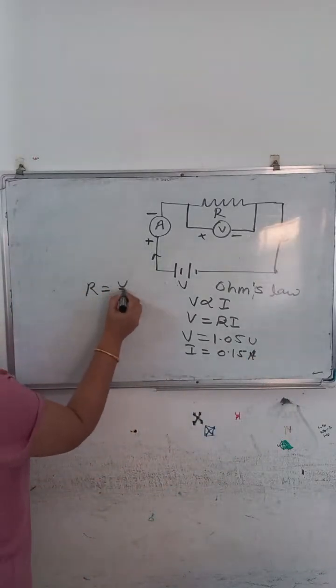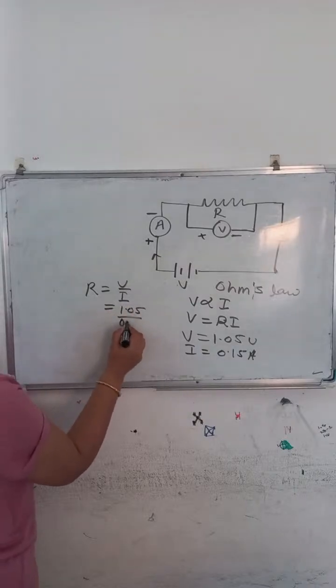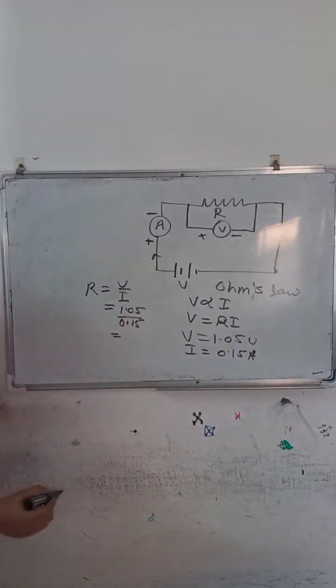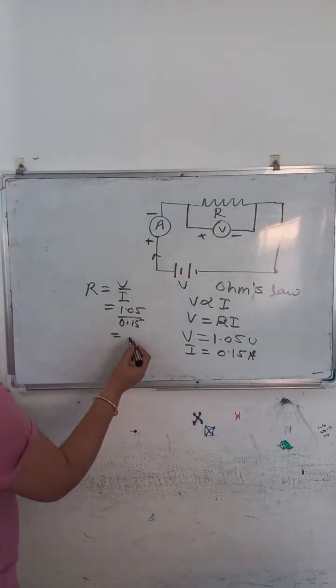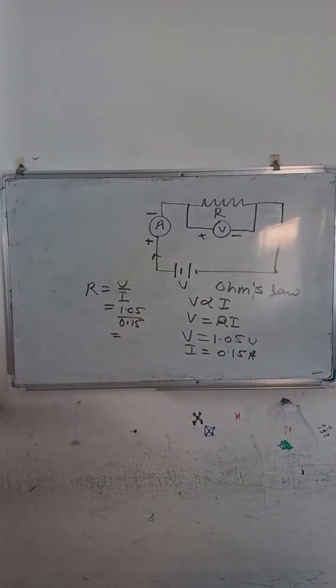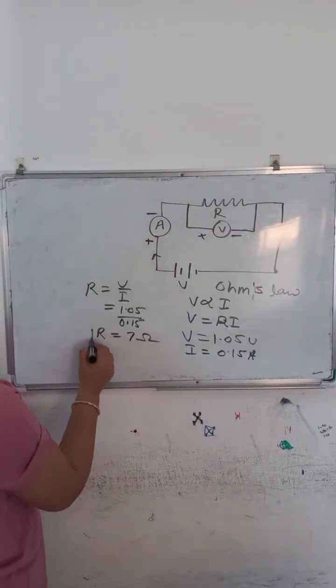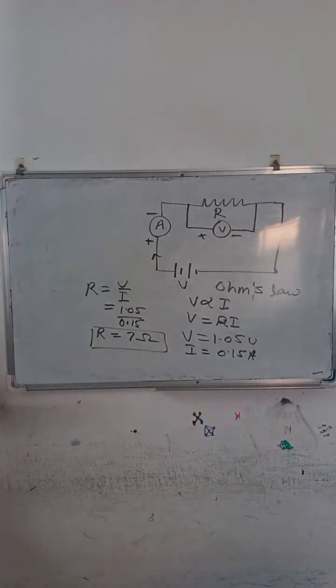R is nothing but V by I. V is 1.05 upon 0.15. So here this 0 gets cancelled, and 15 sevens are 105. So the answer you will get here is 7 ohm. This is nothing but the resistance R. Okay, copy this. This question they ask for 3 marks. Copy this.